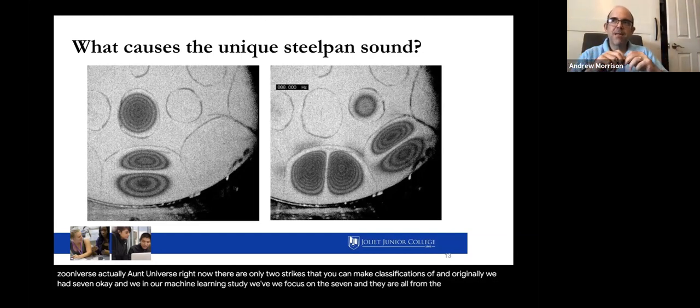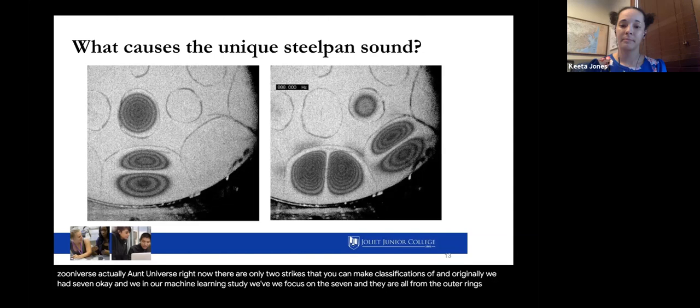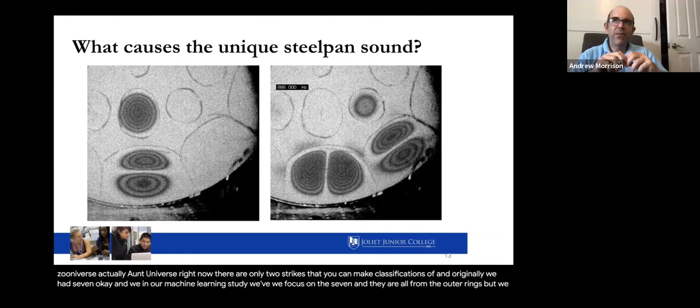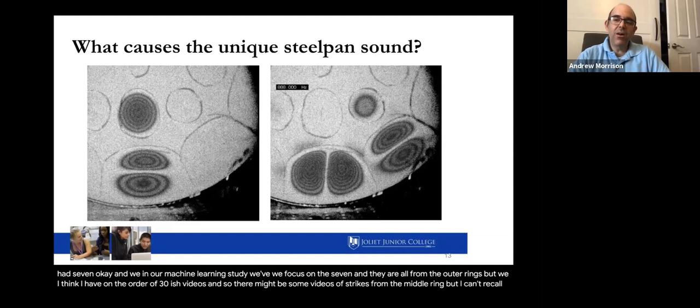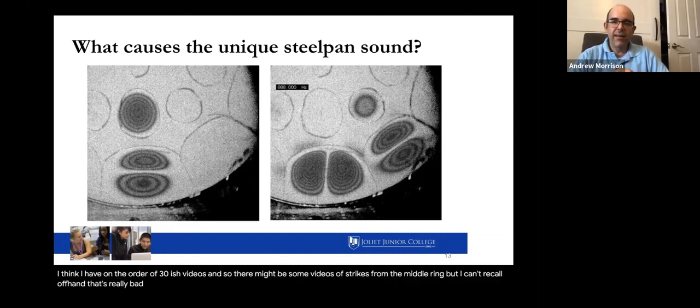But I think I have on the order of 30-ish videos, and so there might be some videos of strikes from the middle ring, but I can't recall offhand. That's really bad, but it's something that we'd like to look at. I always had trouble hitting the innermost ring and getting it to sound good. I'm just not a good panist with my technique.